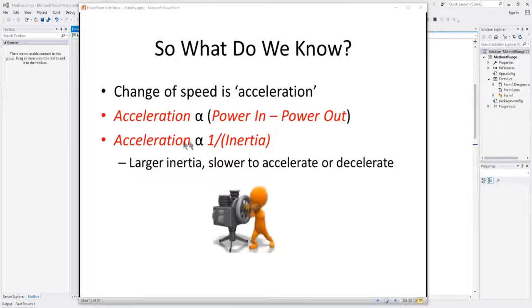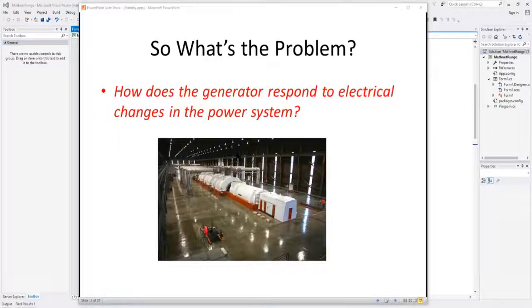We also said the acceleration is inversely proportional to inertia. So with big inertia objects, the acceleration is going to be slower and it's going to be less. Compared to small inertia objects, 1 over that is going to be a larger number. So a larger inertia means slower to accelerate or decelerate.